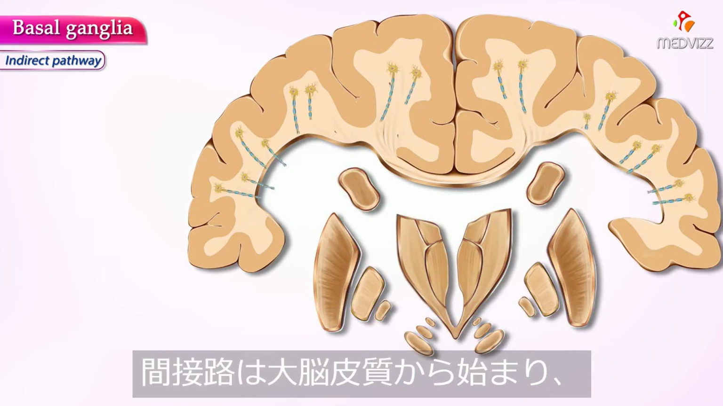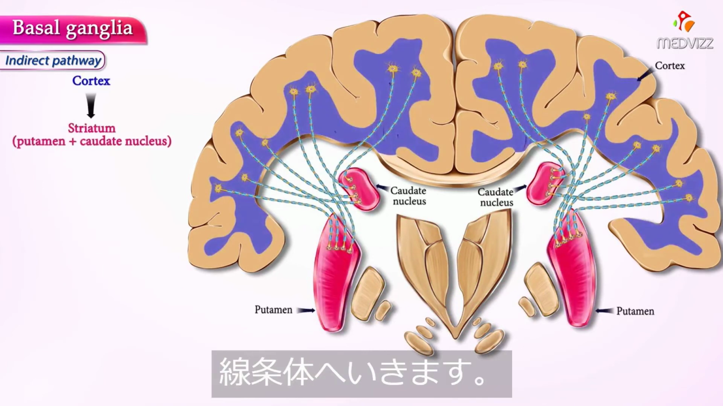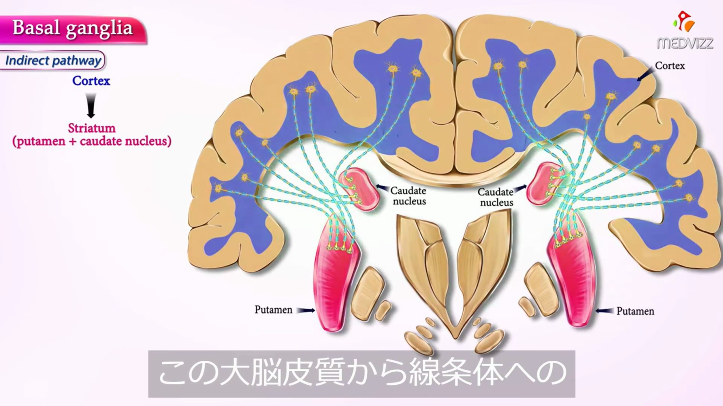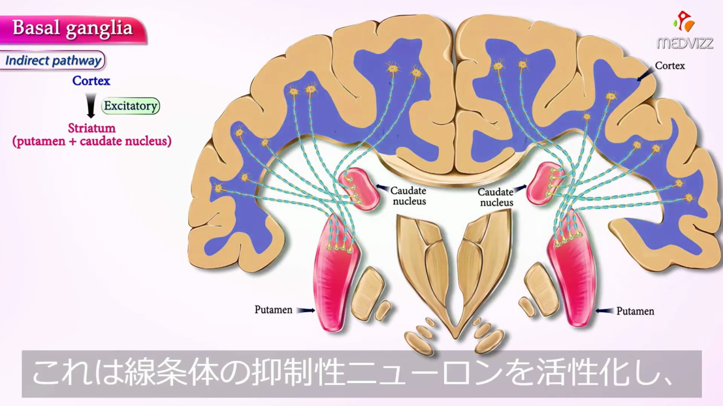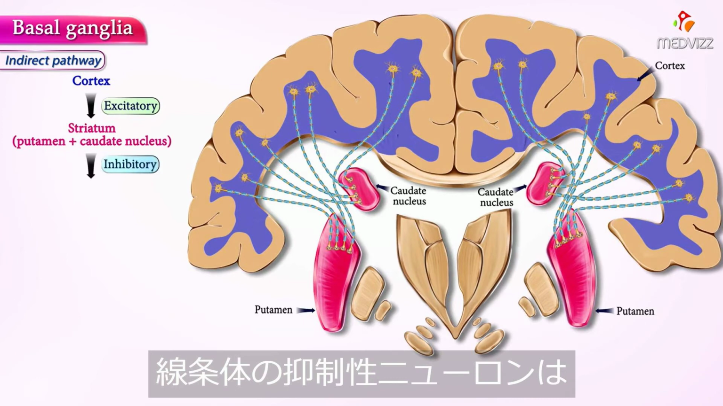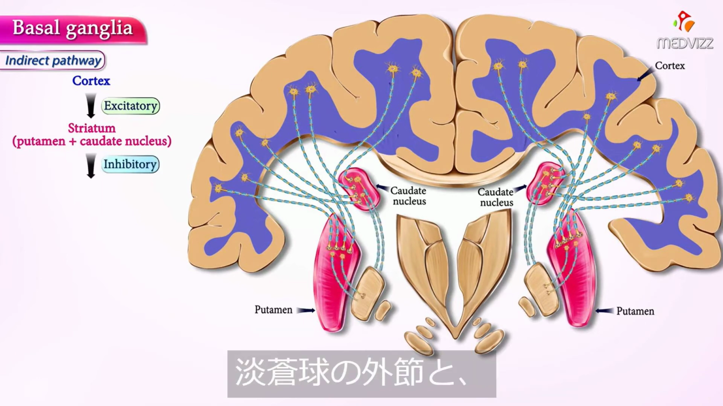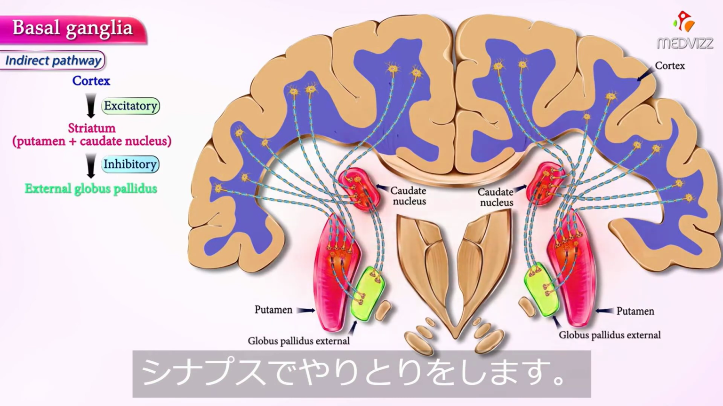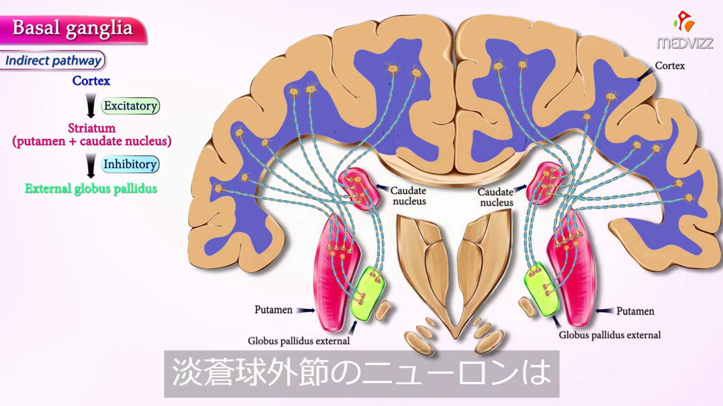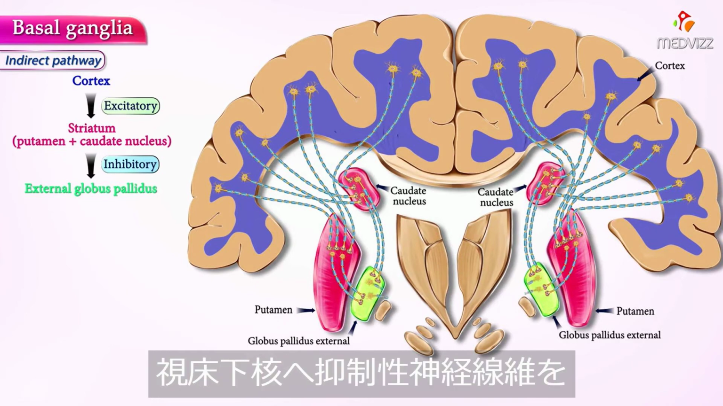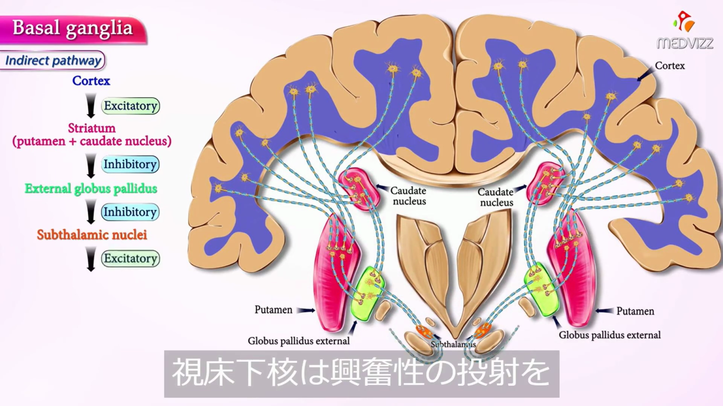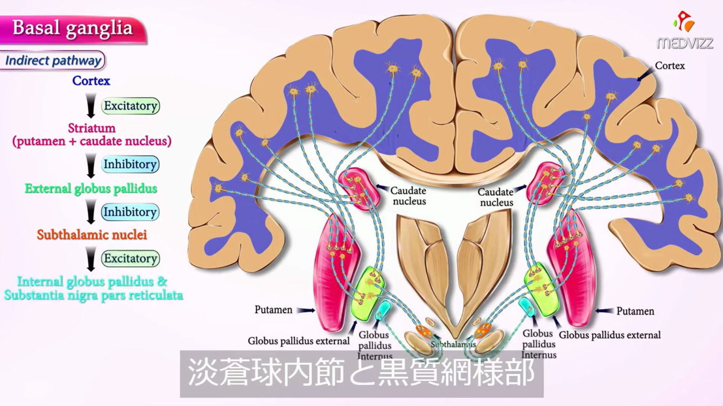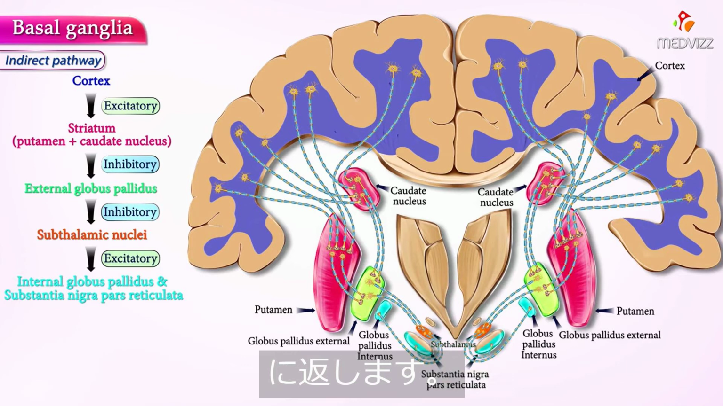The indirect pathway starts from the cortex to the striatum. This pathway from the cortex to the striatum is excitatory. It activates the inhibitory neurons within the striatum. The inhibitory neurons from the striatum synapse with the external segment of the globus pallidus. The neurons of the external segment of the globus pallidus send inhibitory fibers to the subthalamus. Additionally, the subthalamus sends excitatory projections back to the globus pallidus internus and the substantia nigra pars reticulata.